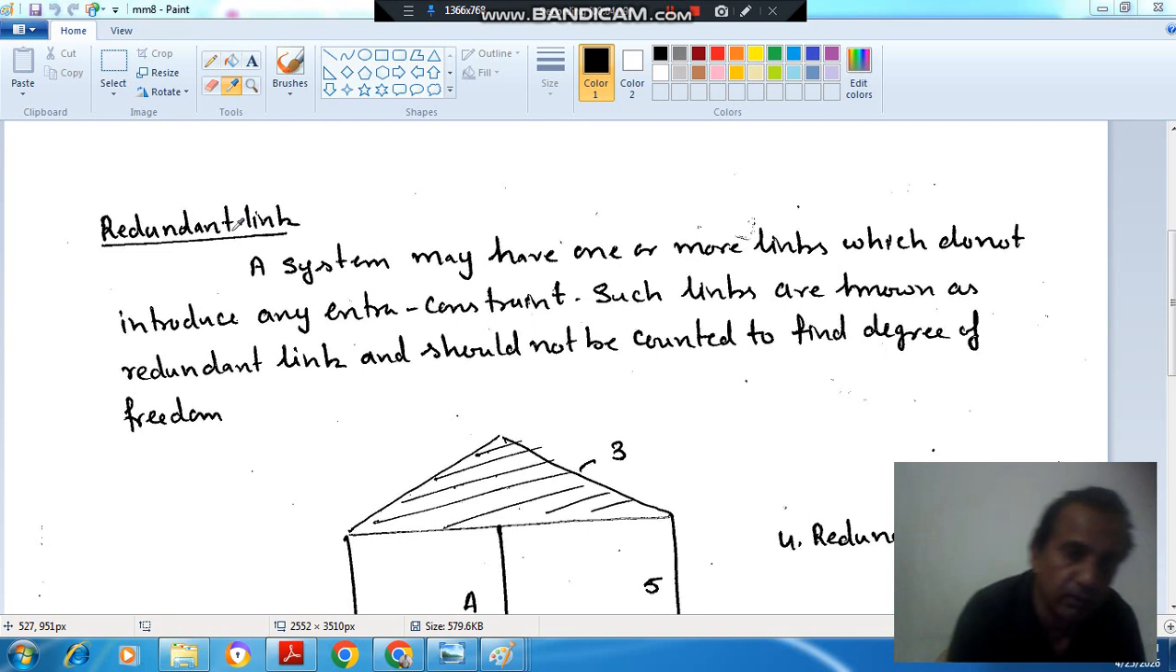Next we define a new term, that is redundant link. The definition of a redundant link is: a system may have one or more links which do not introduce any extra constraint. Such links are known as redundant links and should not be counted to find degree of freedom.